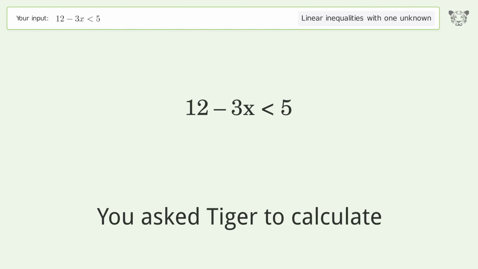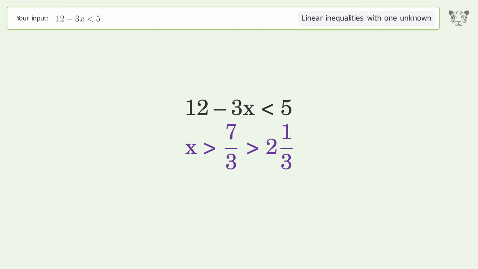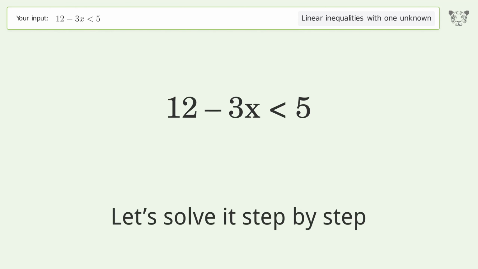You ask Tiger to calculate. This deals with linear inequalities with one unknown. The final result is x greater than 7 over 3 greater than 21 over 3. Let's solve it step by step.